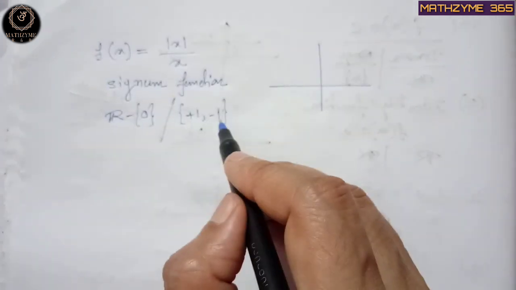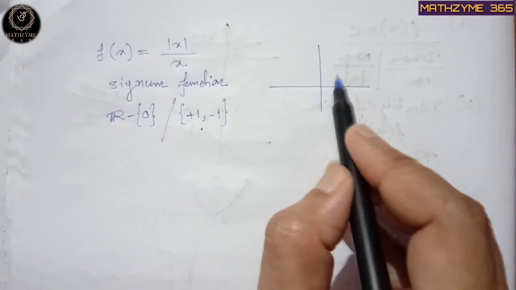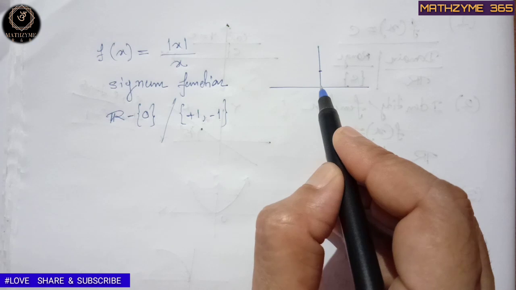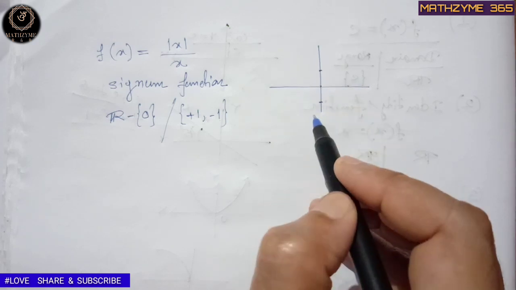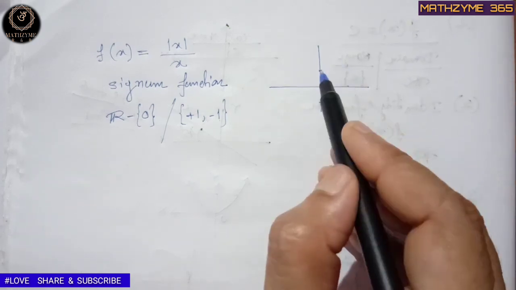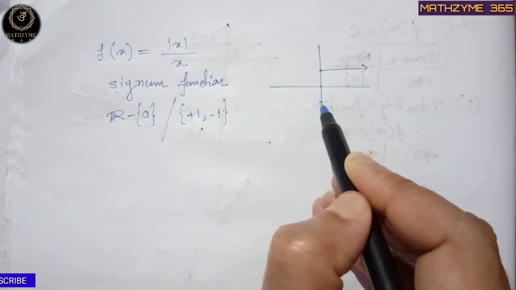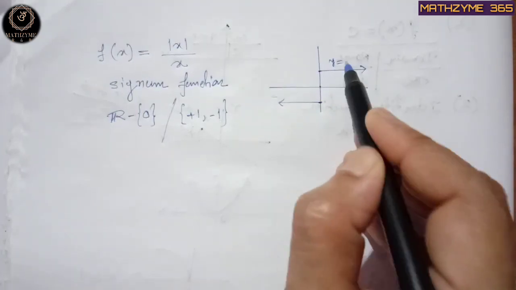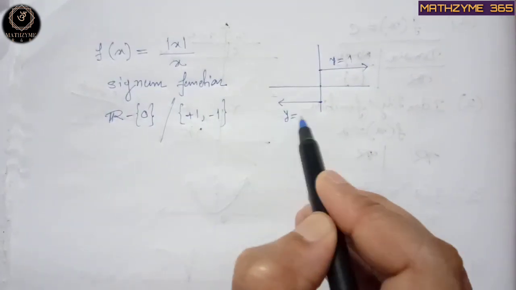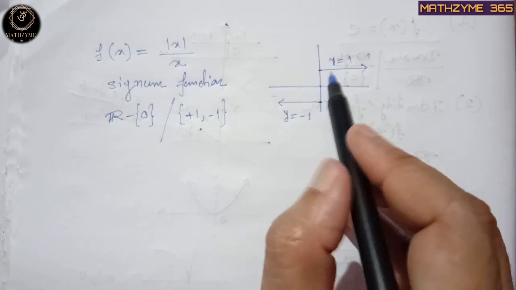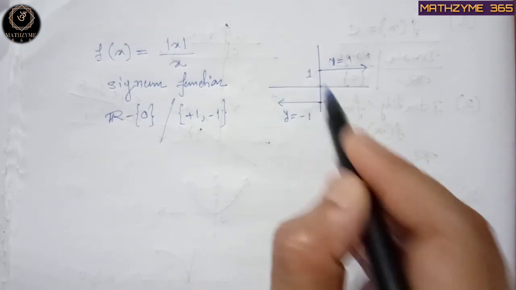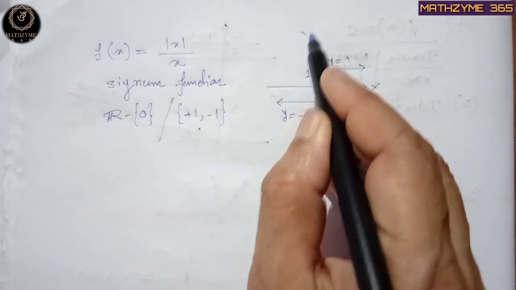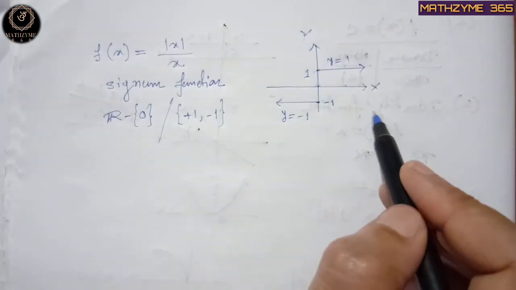Since the range is plus 1 and minus 1, the graph is like 1 unit in the positive direction from the x axis and in the negative direction also from the x axis. Hence the graph is like this. This is the y equals 1 line and this is the y equals minus 1 line. Okay, and this is 1 unit and this is minus 1 unit. This function is the signum function and the graph is like this.